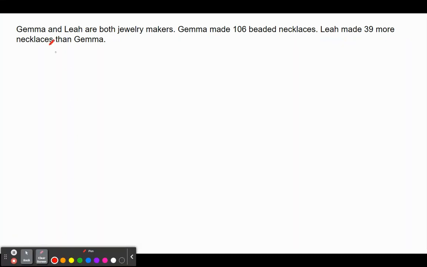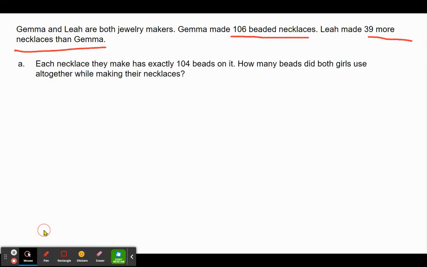So we have this word problem here. Gemma and Leah are both jewelry makers. Gemma made 106 beaded necklaces. Leah made 39 more necklaces than Gemma. Okay, let's read this question. Each necklace they make has exactly 104 beads on it. How many beads did both girls use all together while making their necklaces?